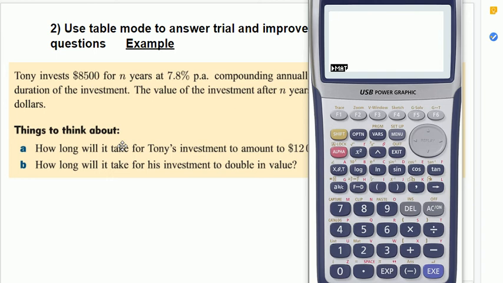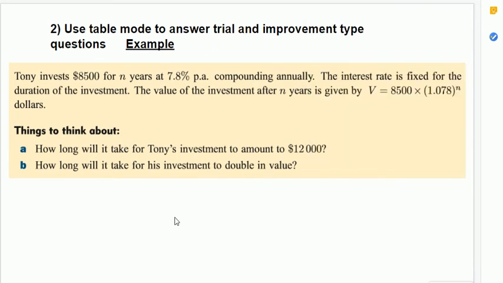Okay, here's an example where you can use your table mode to your advantage. This is a compound interest question. Tony invests $8,500 for N years at 7.8% per annum, compounding annually. The interest rate is fixed for the duration of the investment. The value of the investment after N years is given by V equals 8500 times 1.078 to the power N dollars.